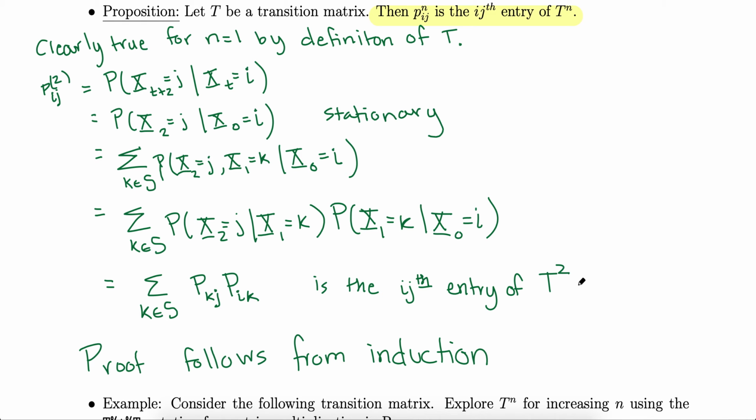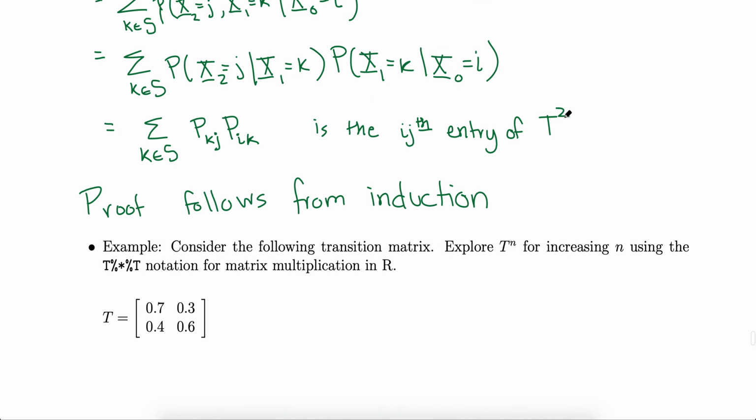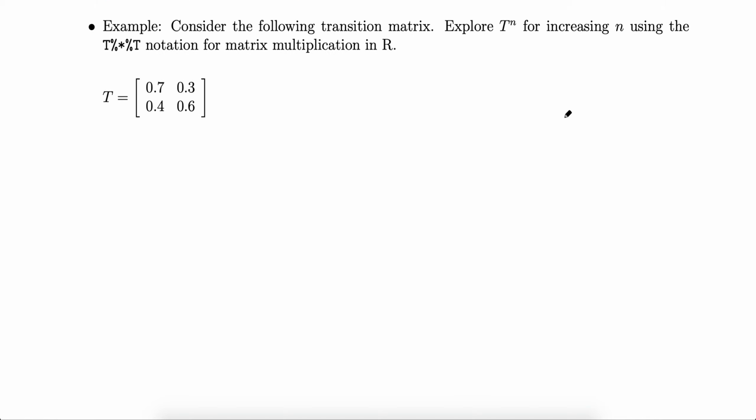So then our proof will follow through induction. But again, the important result here is that going from i to j in n steps is just the ijth entry of our matrix T to the n. So let's check out an example and see what happens. If you have R, you might want to pull that up and pause and work in R as we're going through this.